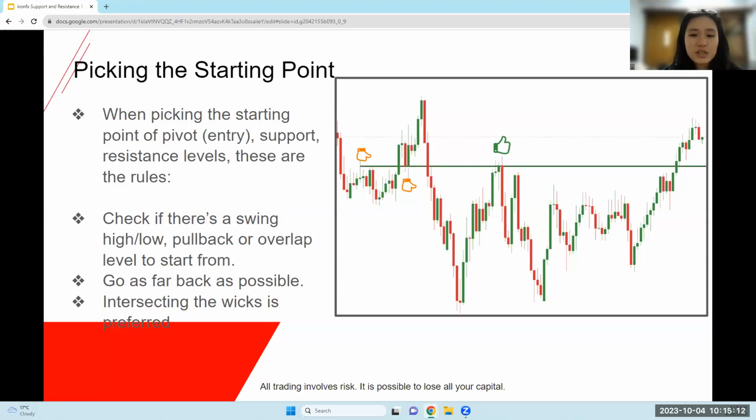So firstly, we want to check if there is a swing high or low, and we've gone through those in the previous slides. We also want to look for pullback or overlap levels. If you are wondering what exactly those are, I'll get into those in the coming slides. Next, we want to go as far back as possible. As you saw in the previous slide, I did mention we want to try and pull it back as far as possible without intersecting too many bodies of the candlesticks. So we want to avoid cutting the thick part of the candlestick and just the wick. So just the little sticks on top of the candles, those are perfectly fine.